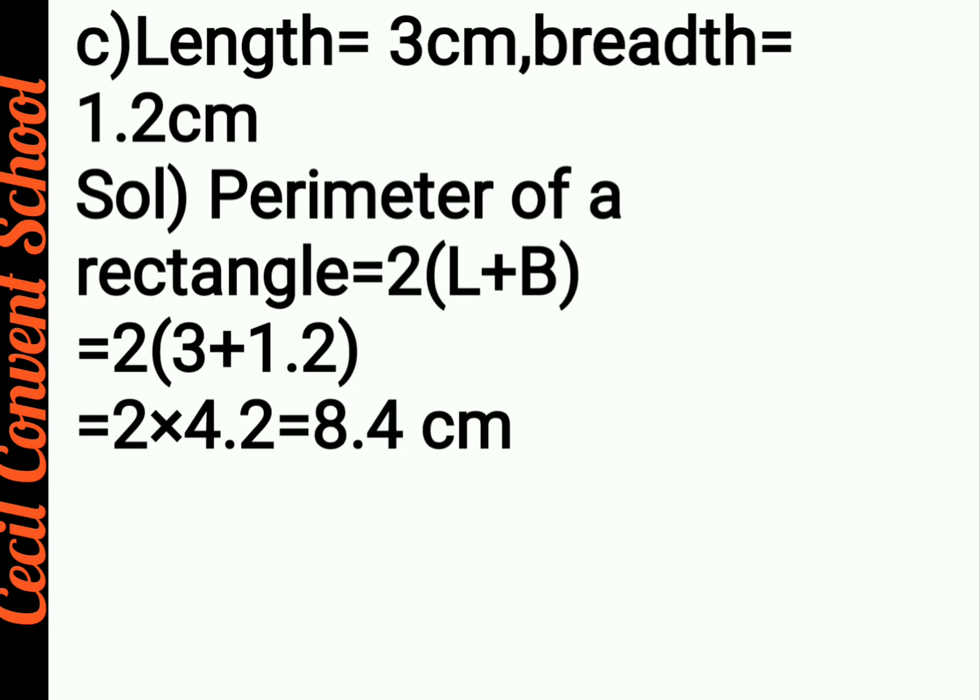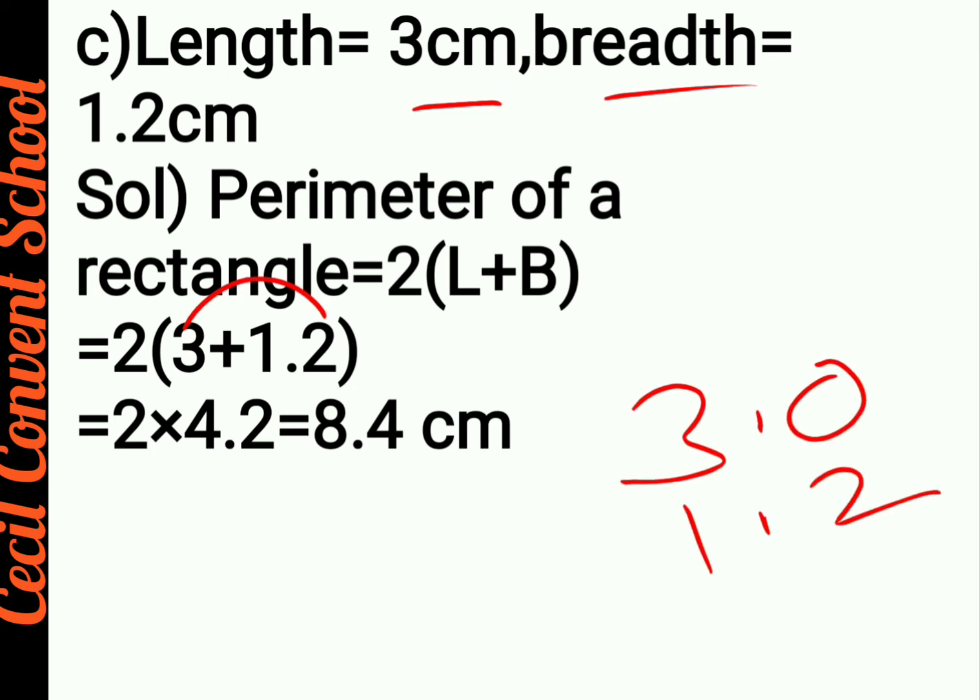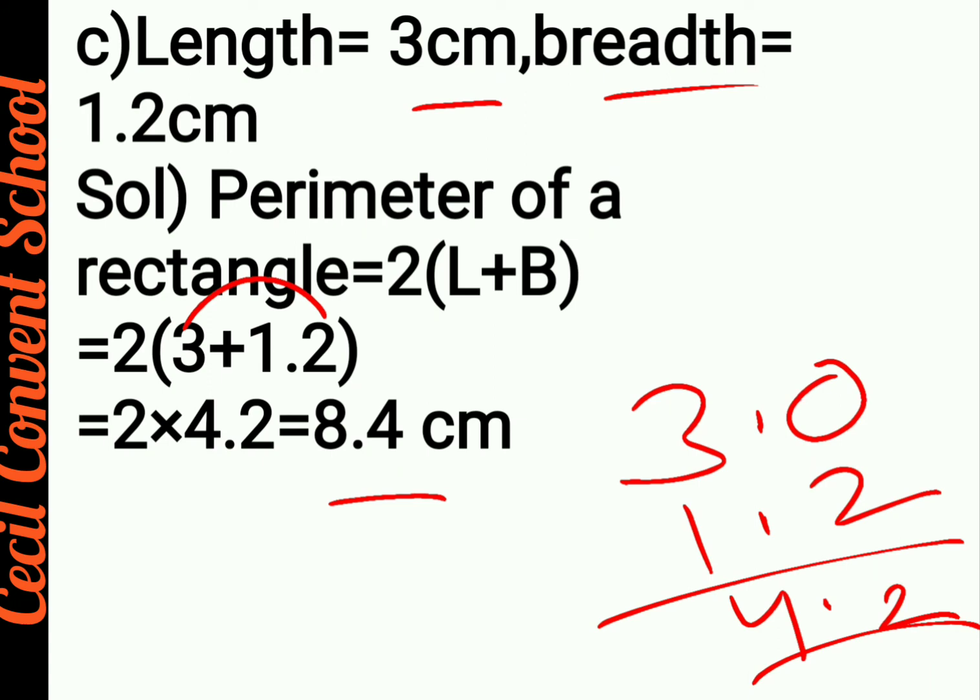Length is equal to 3 centimeter. Breadth is equal to 1.2 centimeter. Perimeter of rectangle formula is 2 into (L plus B). So here L is 3 plus breadth is 1.2. When you add it, firstly convert into like decimals and then you have to add them. So answer is 4.2. Clear? 2 into 4.2, answer will be 8.4 centimeter. Clear, students? Now we do question number 5.